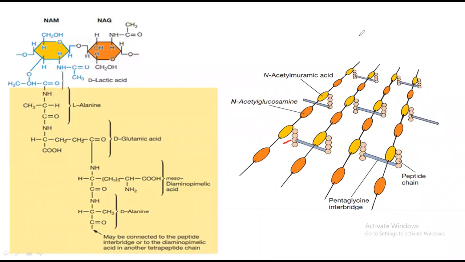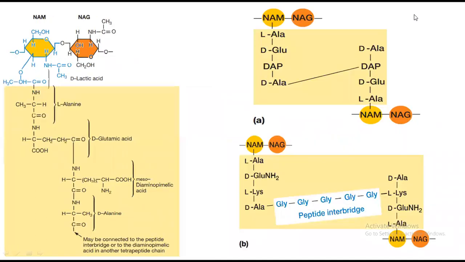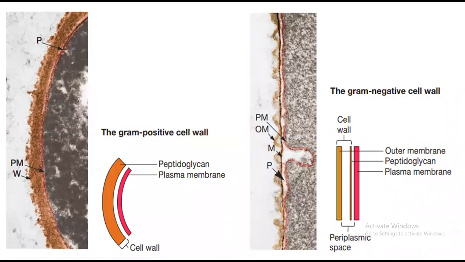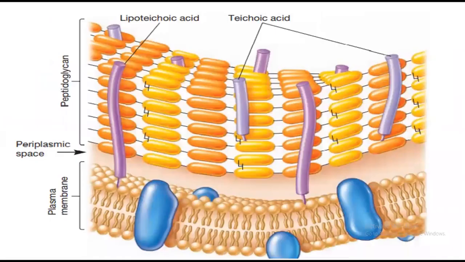Sorry, again I want to tell you guys that the third one is the diaminopimelic acid, and the last one is the D-alanine. These are interconnected to each other just like this. By being interconnected to each other, they give strength to the peptidoglycan layer. So this was all about the structure of the peptidoglycan layer.